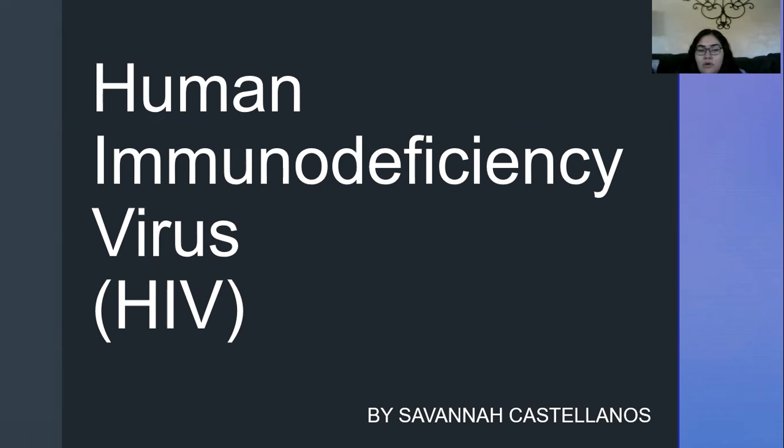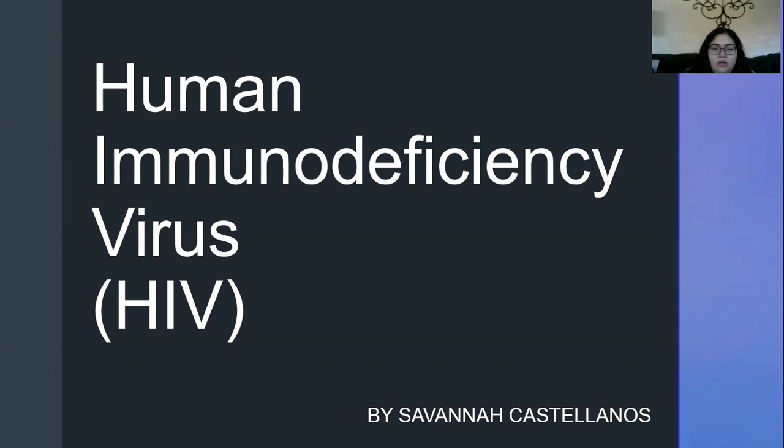It is still an ongoing disease that we are trying our best to get rid of because it is so deadly. Unfortunately, HIV doesn't have a cure. There are only treatments for it, and you can only prevent it. So today we're going to discuss what HIV is, what those treatments are, what those preventions are, and how it causes the disease of AIDS.